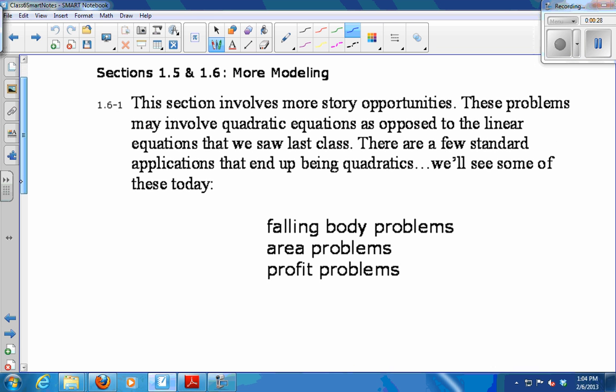So, more story opportunities. They may involve quadratic equations as opposed to linear that we saw last class. And there are a few standard applications that end up being quadratics. So falling body problems, which we saw a little bit of 2 classes ago, area problems and profit problems. So we'll do a couple examples of these, and then like last class, I'm going to have you do some in your groups, and I'll come around and help you.